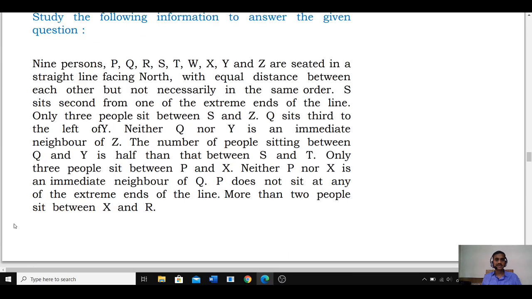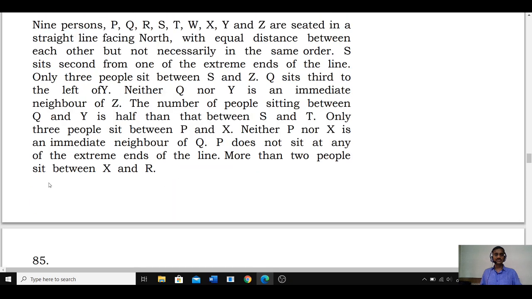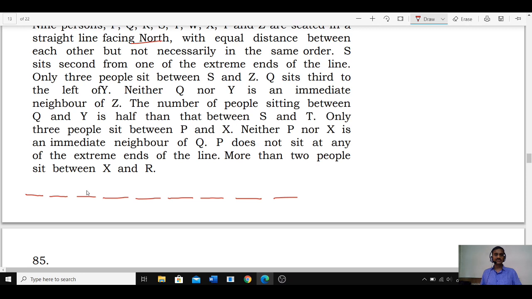85 to 89, there are 9 persons seated in a straight line facing north with equal distance between each other but not necessarily in the same order. 9 persons P, Q, R, S, T, W, X, Y and Z are seated in a straight line facing towards north. Positions 1, 2, 3, 4, 5, 6, 7, 8, 9. All the persons are facing towards north. S sits second from one of the extreme ends of the line.